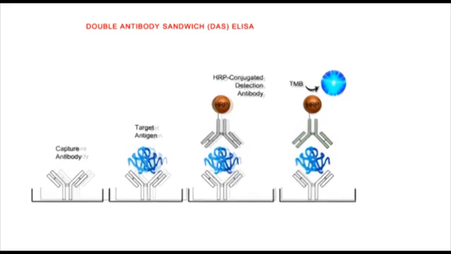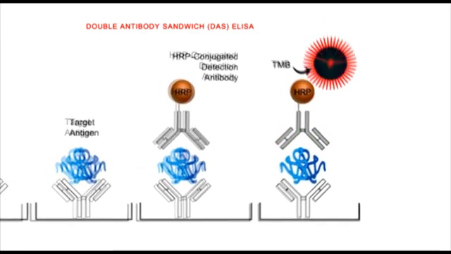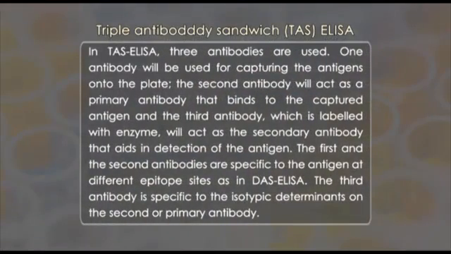This second antibody is labeled with enzymes which will aid in detection of the antigens with an enzyme reaction that gives colored products. In triple antibody sandwich ELISA, three antibodies are used. One antibody will be used for capturing the antigens onto the plate. The second antibody will act as a primary antibody that binds to the captured antigen, and the third antibody, which is labeled with enzyme, will act as the secondary antibody that aids in detection of the antigen.